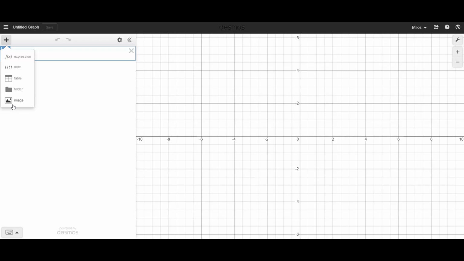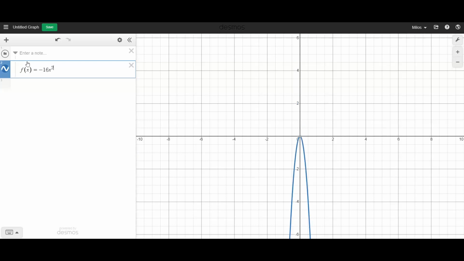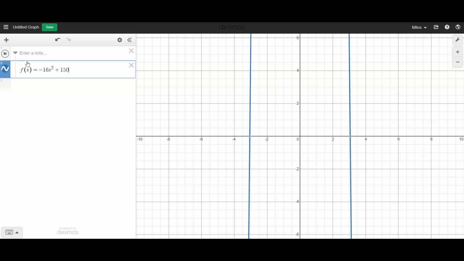You can enter a function, give yourself some notes, put in a table, put in a folder. Especially if you're going to have a lot of things, having a folder is convenient, because in this folder you can add an expression. So what I'm going to plot is, I'm going to call my function f of x. You could just say y equals, but I'm going to use f of x. That way I can show you how to insert a table as well. Negative 16x squared plus 15,000.